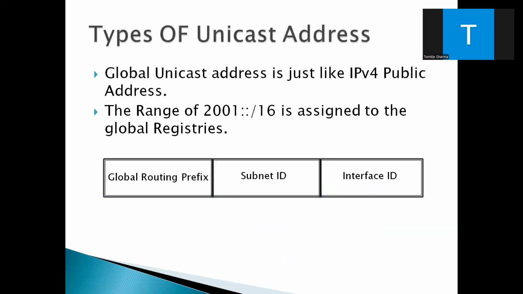Then we have the types of unicast address. A global unicast address is just like an IPv4 public address. The range of global unicast address is 2001::/16, assigned to the global registries.